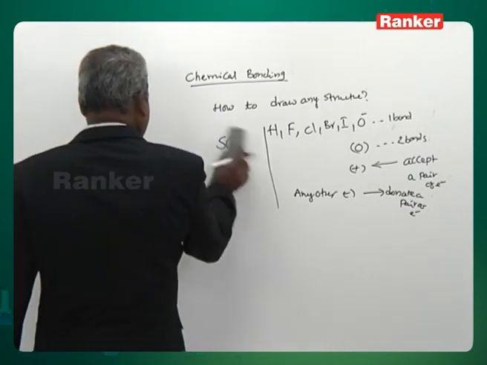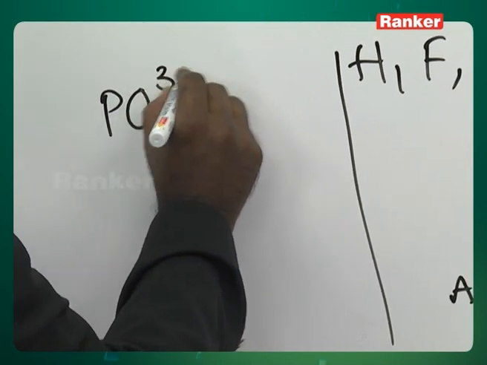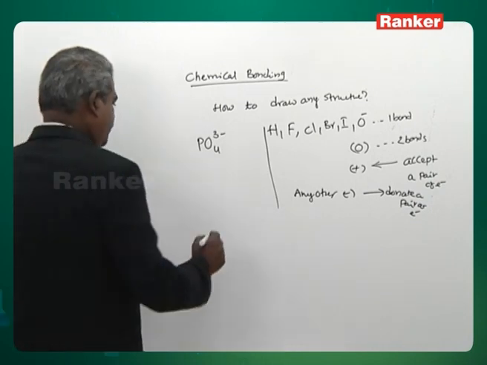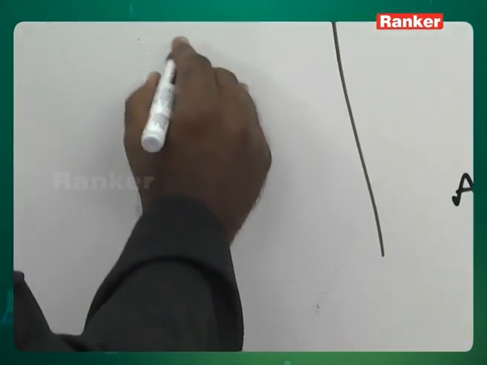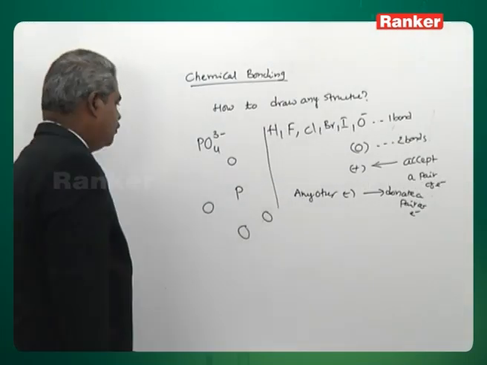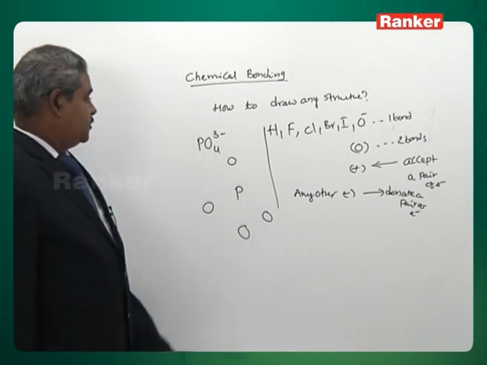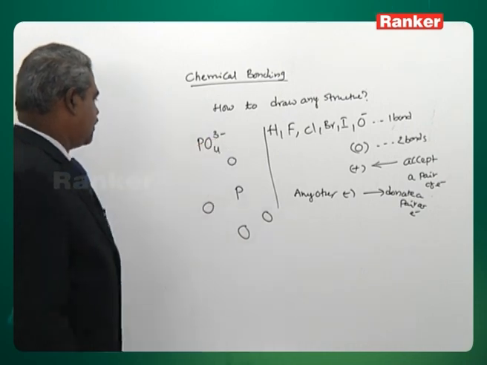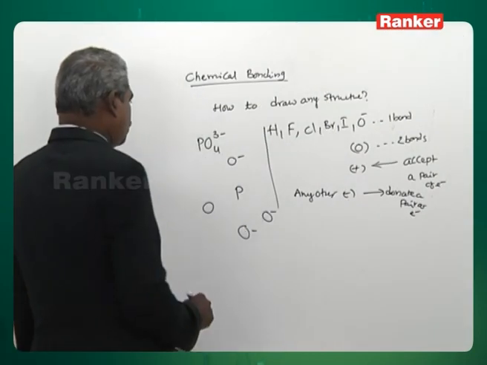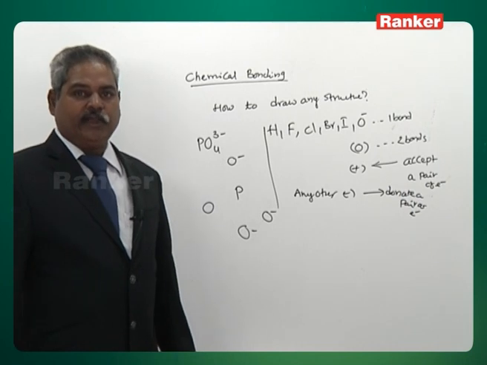Now, let us take PO4 3 minus. Phosphorus is the central atom here. PO4, 4 oxygens, but 3 of them are minuses. The formula itself suggests 3 minus. So minus, minus, minus, O minus. Out of the 4 oxygens, only one is an oxygen atom, the other 3 are O minus ions.